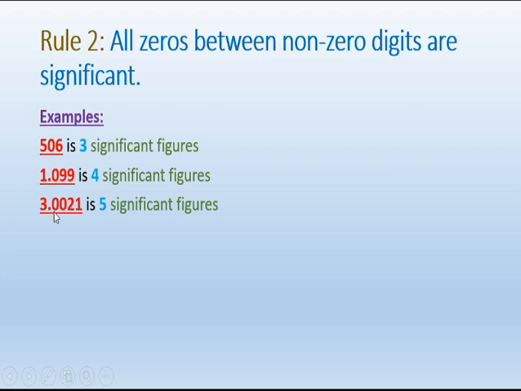Similarly, 3.0021, so the 00 is also included between the non-zero numbers, so it will also be considered significant. Similarly, the last number is 0, 8, 00 and then again 1. You can see that all the zeros are between non-zero numbers, so that's why they are also called significant. So this number has 1, 2, 3, 4, 5, 6 significant figures.